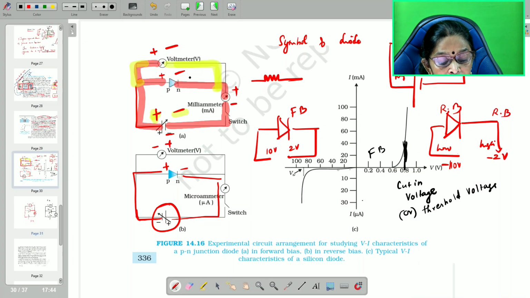In reverse bias you can see a very minute change in the current with voltage, and at the breakdown voltage there is an enormous current. Beyond that, if you increase the voltage, what will happen? It breaks, it heats up. It may also happen in forward bias. But forward bias and reverse bias, what is the difference? In reverse bias the barrier width increases, but in forward bias the barrier width decreases, that's all.